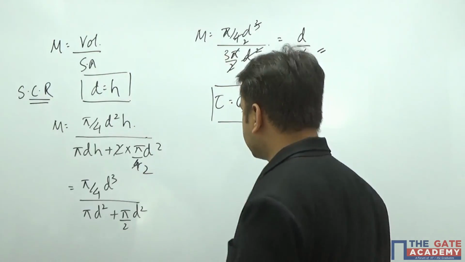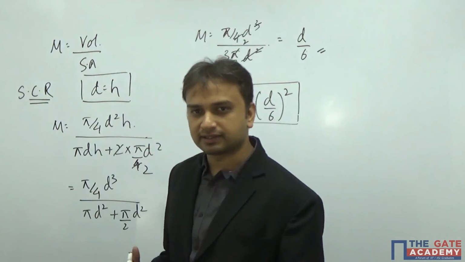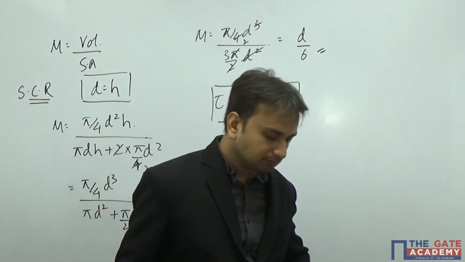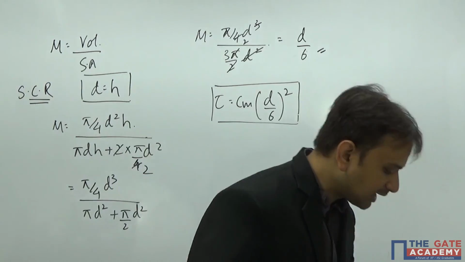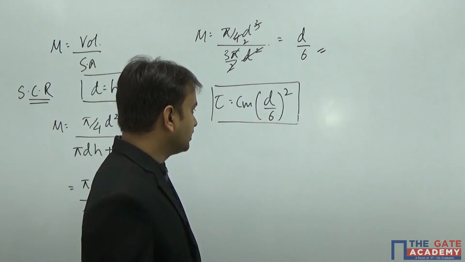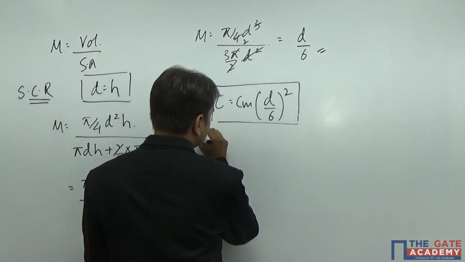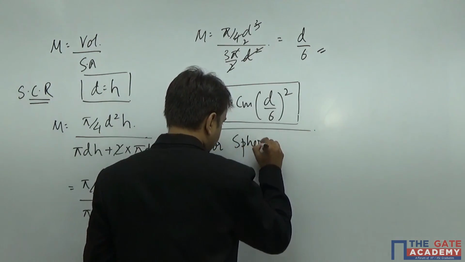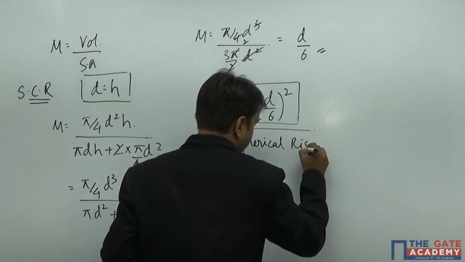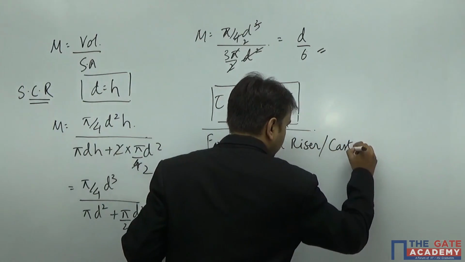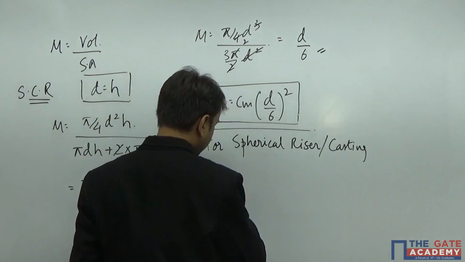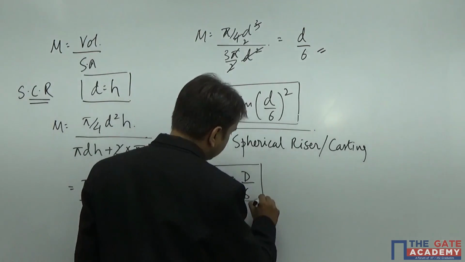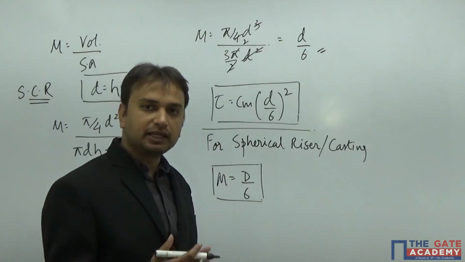Very good. Now let us do the same thing for spherical riser. Let me tell you what it is. I'm directly going to give you the results now. If you have a spherical riser or spherical casting, you know what the modulus is there? It is again d by 6. For spherical casting and the riser, again it is d by 6.